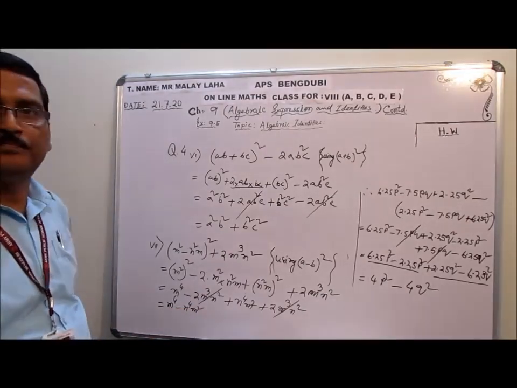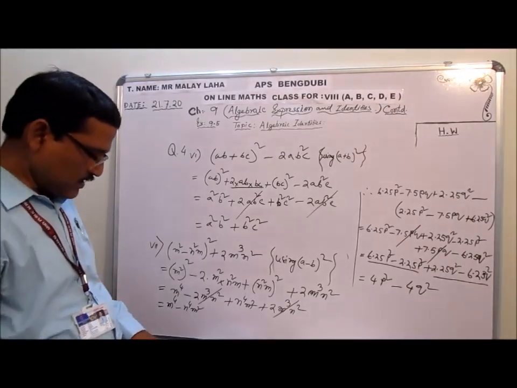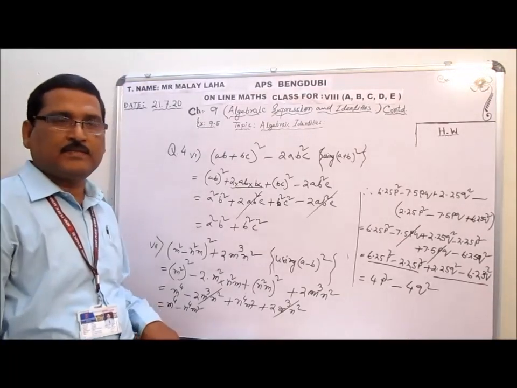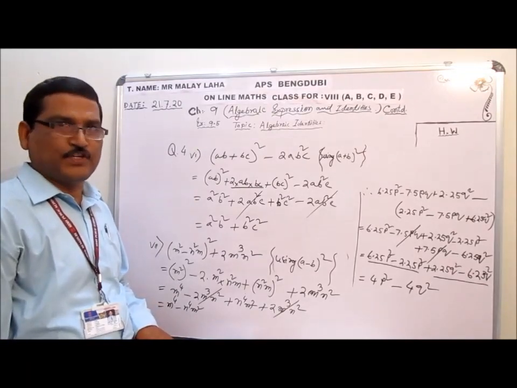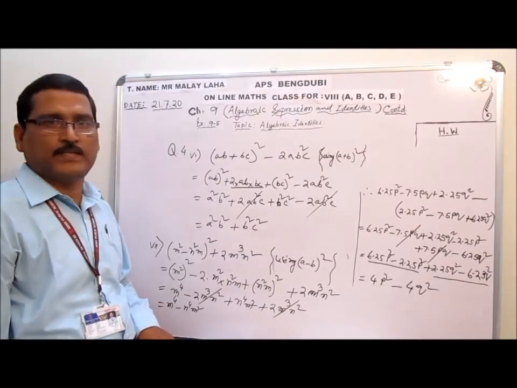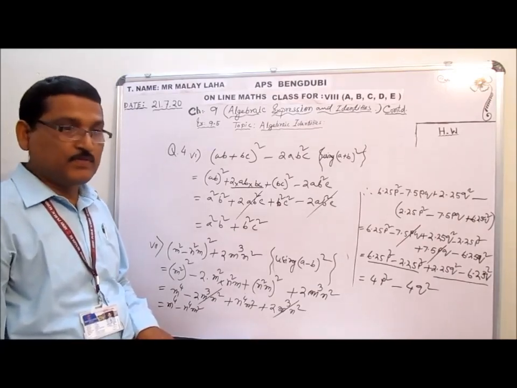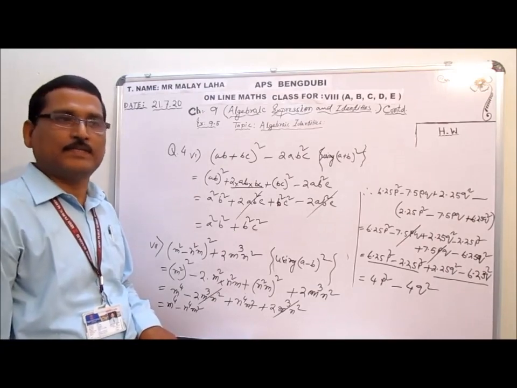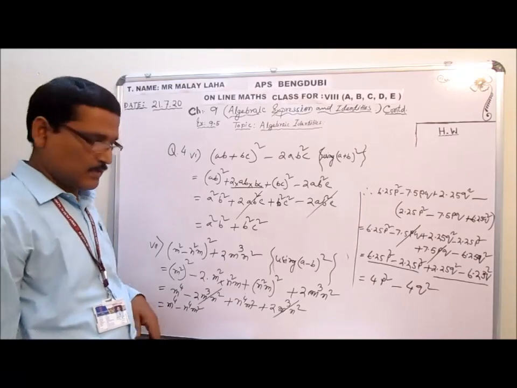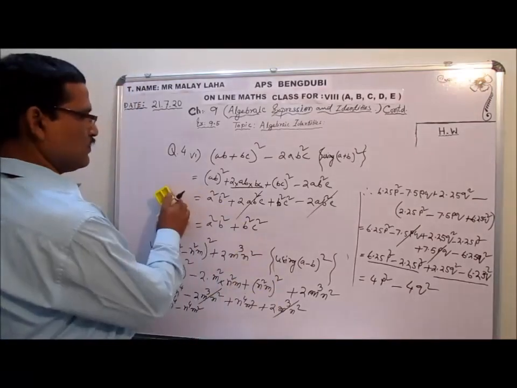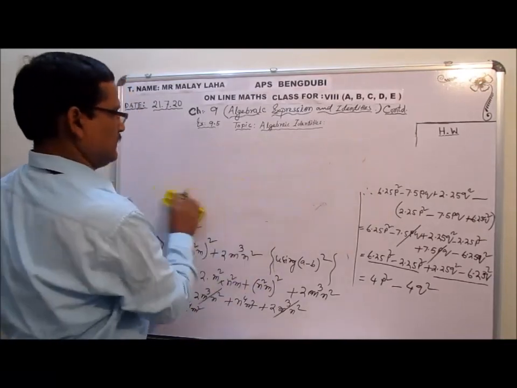Any problem? Now a very interesting question is coming. Question number 5. Here left hand side should be equal to right hand side. If an expression is there on both sides, you have to solve both sides, taking left hand side and right hand side. After that, if both answers come the same, you say verified or proved. If it is not the same, you have to say no, left hand side is not equal to right hand side.